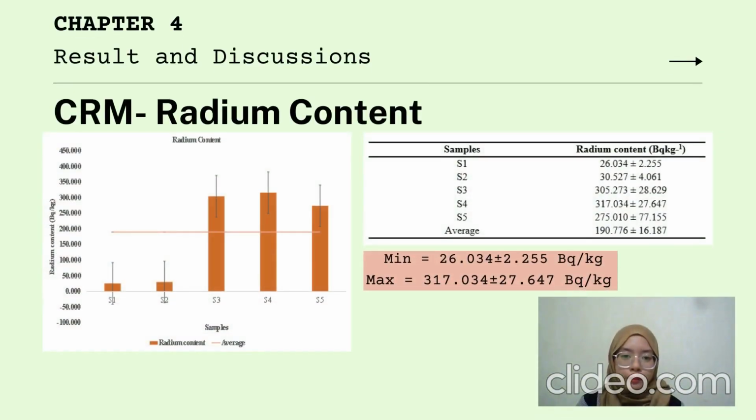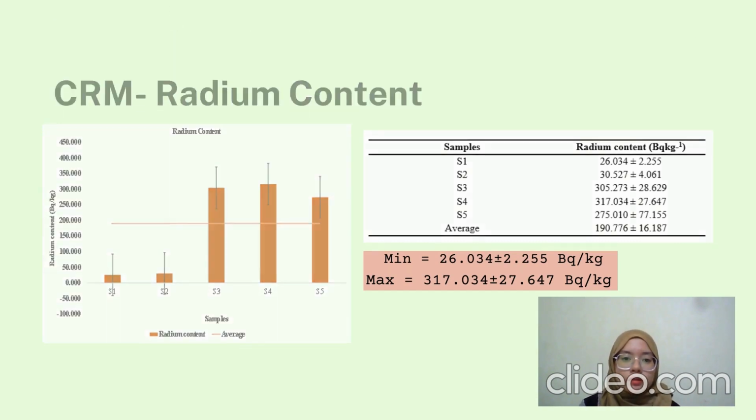Radon comes from radium, which is why the concentration of radon will be high if the radium content in a sample is high. In this case, we can see from the data, sample 4 recorded the highest amount of radium content. That is why the concentration of radon in sample 4 is highest among the other samples.